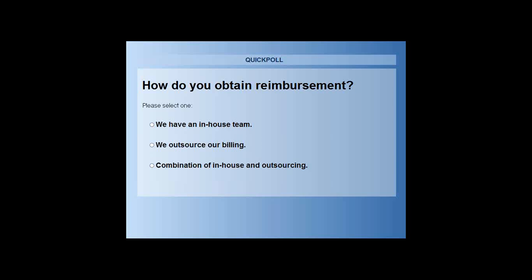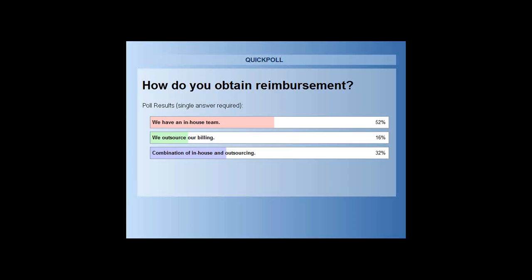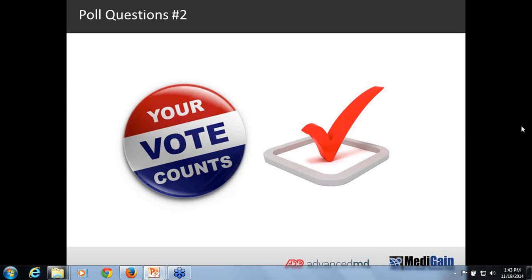So we'll go ahead and close the poll. And these are the results. About half of you do it in-house, about 16% outsource it, and about a third of you do a combination of having it in-house and also outsourcing it.